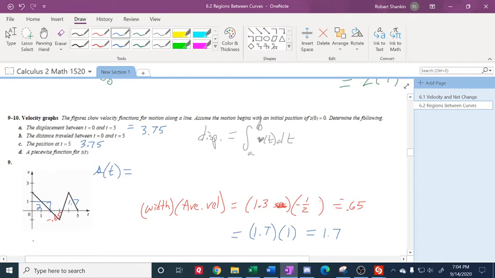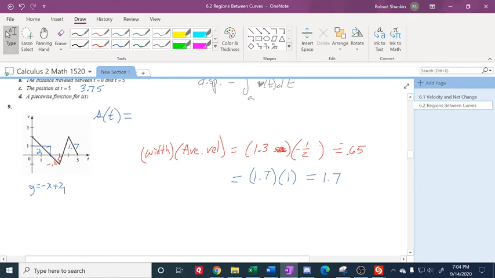This line has a y-intercept of 2 and a slope of -1, so y equals negative x plus 2. So that's my velocity function. V of t is equal to negative t plus 2 if t is between 0 and 3.